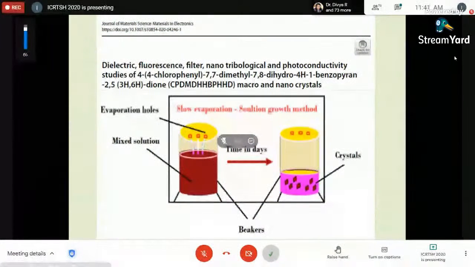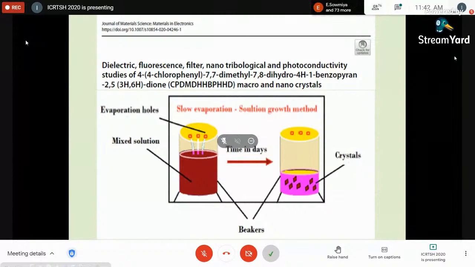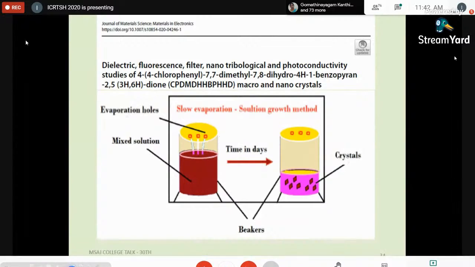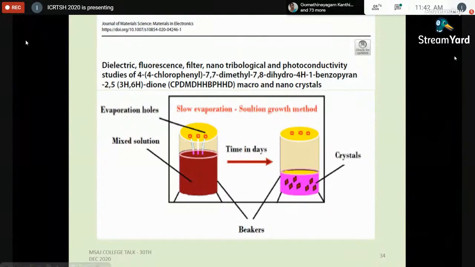Yeah, now we are entering into our main work. It's the best work we can confine. It is said to be a third-order material, but exhibits some second-order property due to strong hydrogen bonding, which I already presented. So it covers dielectric, fluorescence, filter, nanotechnology, and photoconductivity of macro and nanocrystals.